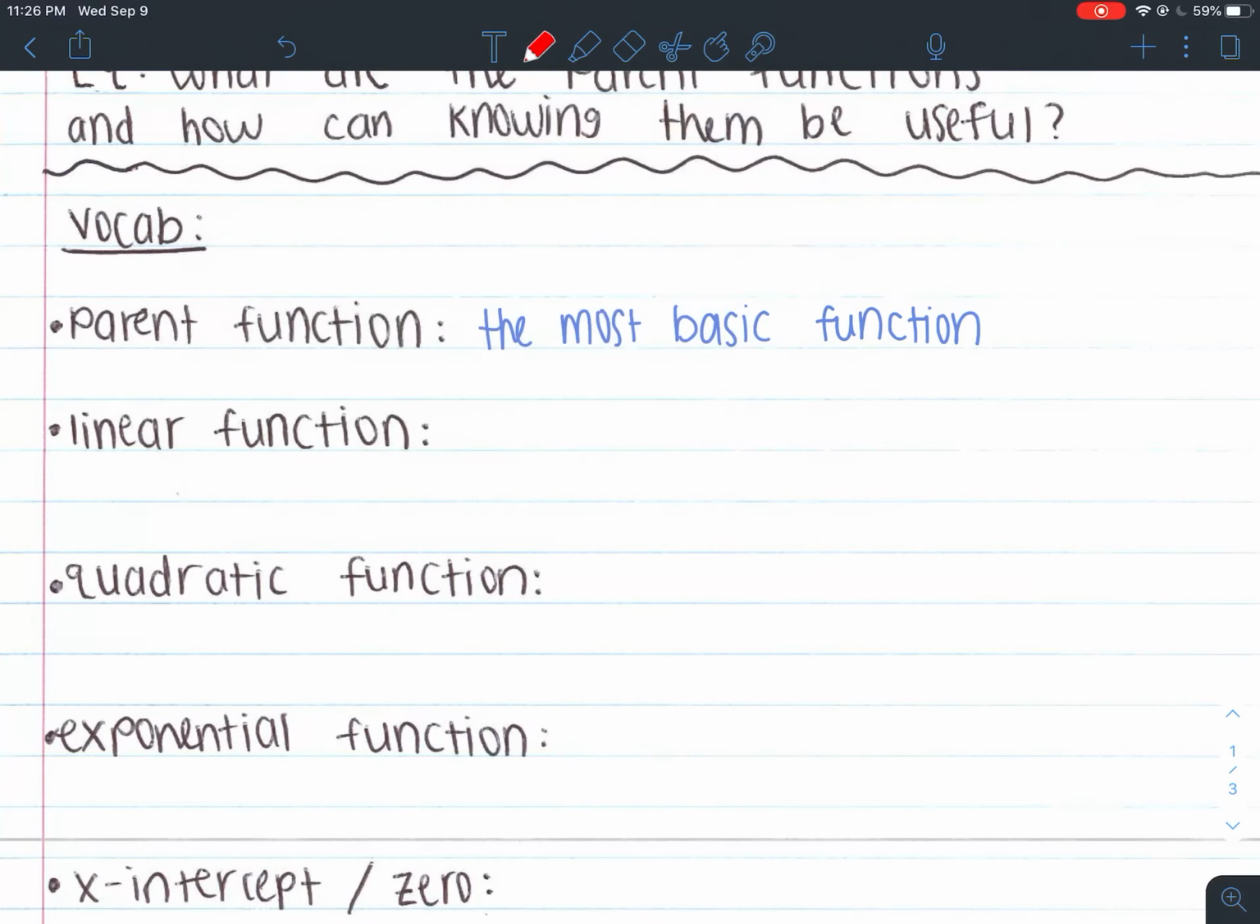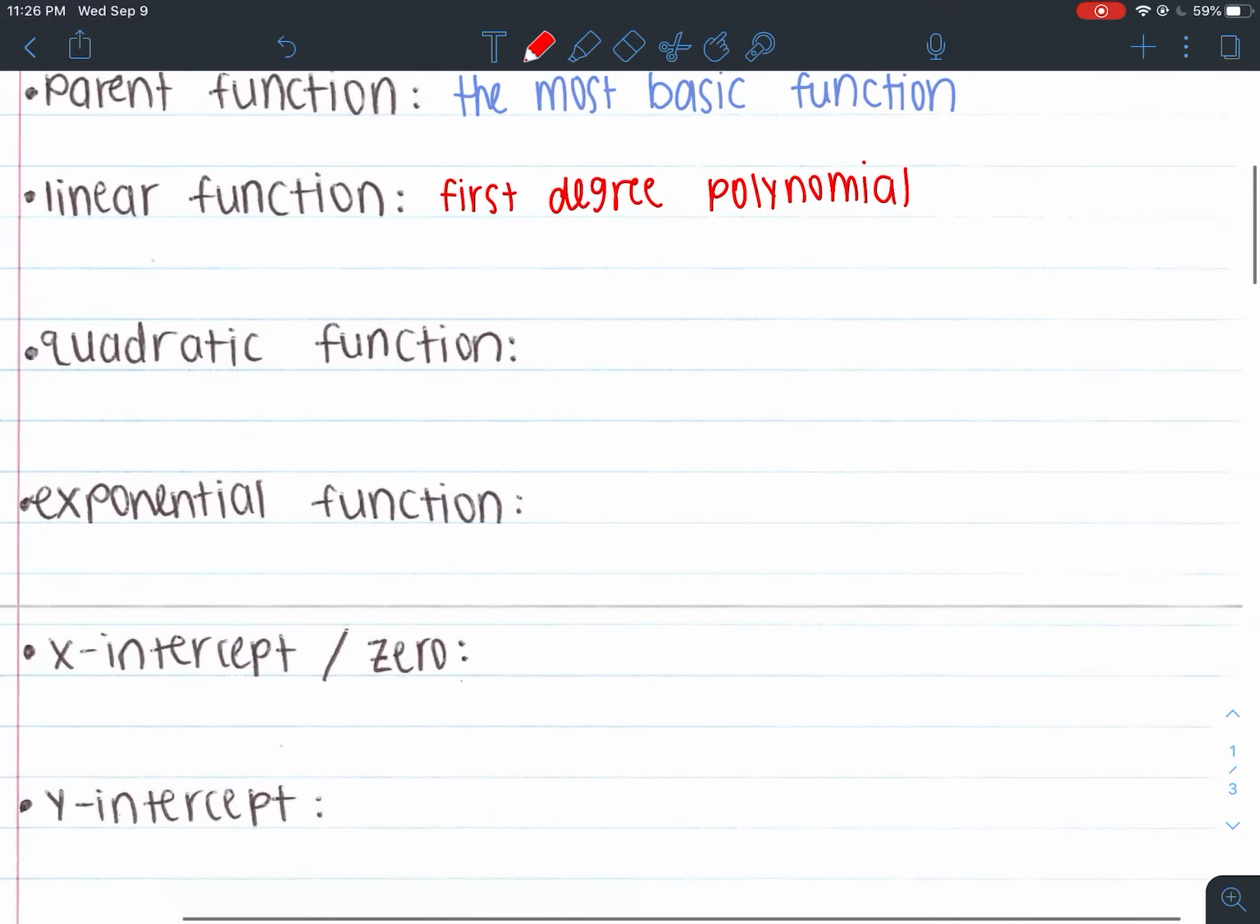Okay, so the linear function. A linear function is a first-degree polynomial. Now remember back in Unit 1 when we talked about degrees, the degree tells us the highest exponent in our polynomial. So if I have a 7th degree polynomial, the highest exponent I have is a 7. If it's a 3rd degree polynomial, the highest exponent I have is a 3. Well, with a linear function, the highest exponent is a 1 because it's a first degree. So the biggest exponent you'll ever see with a linear function is a 1.